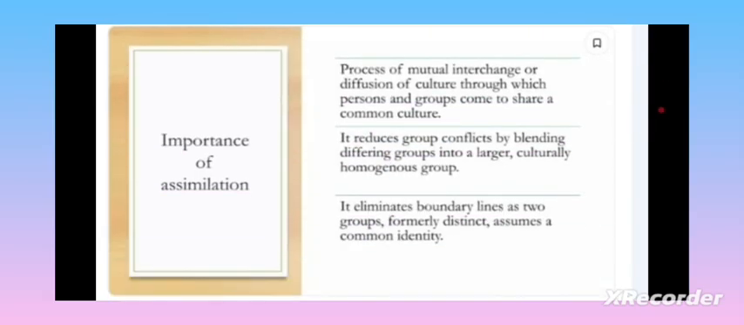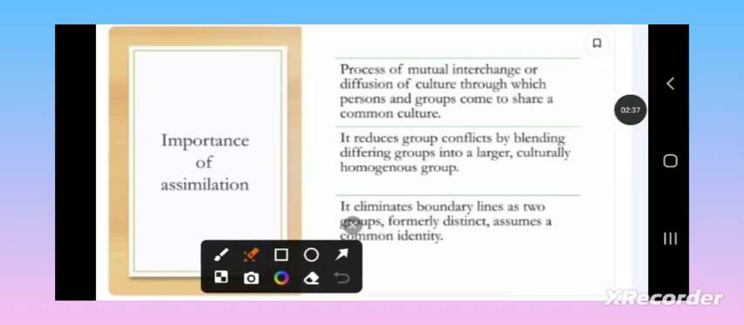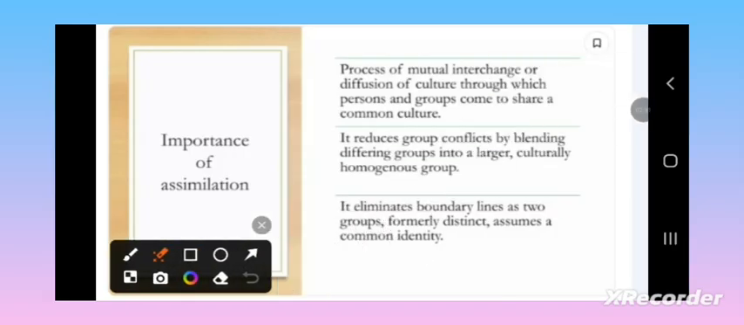The importance of assimilation. It is a process of multi-interchange or diffusion of culture, through which persons and groups come to share a common culture. It reduces group conflict by blending differing groups into a larger, culturally homogeneous group. It eliminates boundary lines as two groups, formerly distinct, assume a common identity. In essence, assimilation is important because it contributes to social cohesion, stability, and unity by creating a shared culture and eliminating the deep division that can lead to conflict.